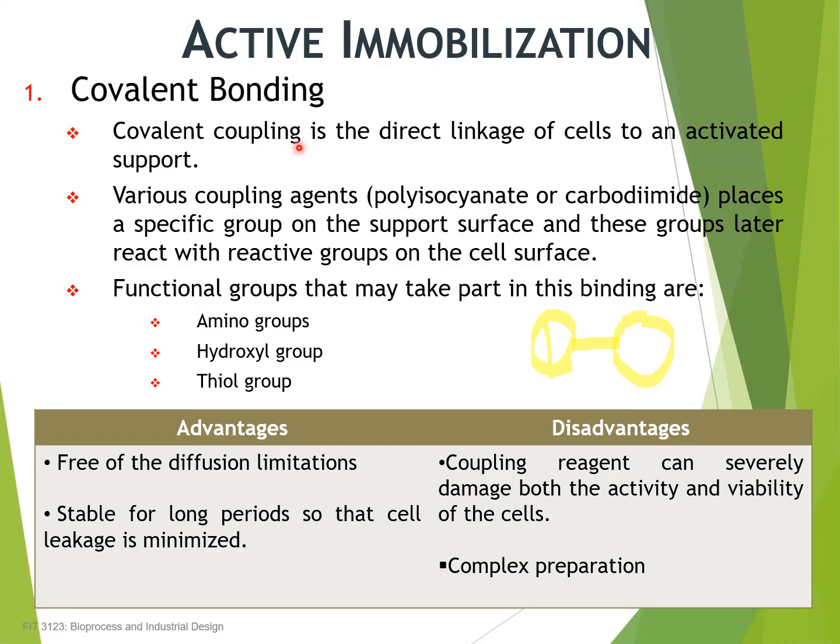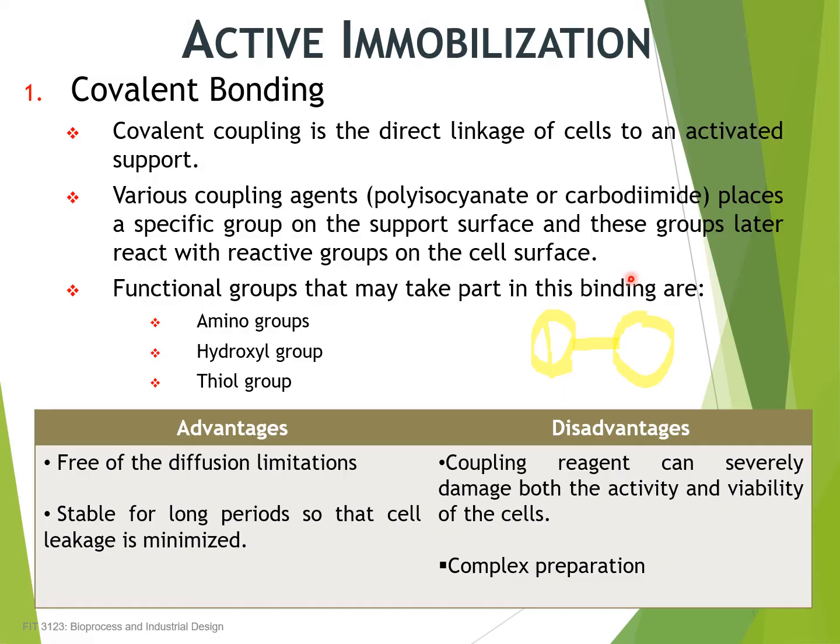So for the coupling, you need to add some coupling agent. For example, here I put polyisocyanate and also carbodiimide. This will form a linkage between these two cells. The functional groups that usually take part in this binding are amino group, hydroxy group, and thiol group.